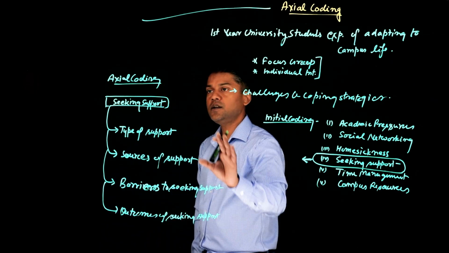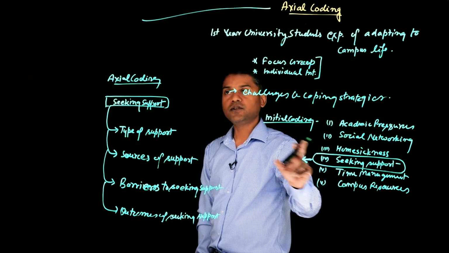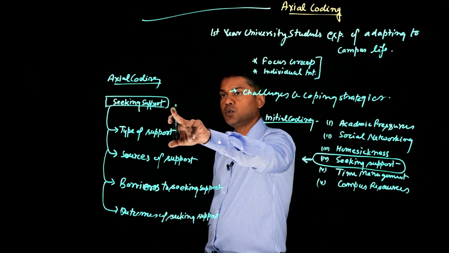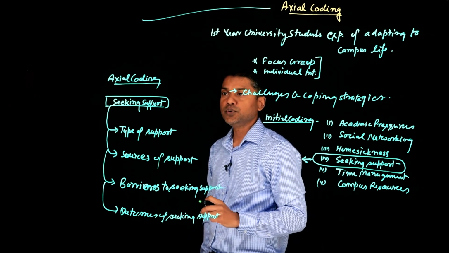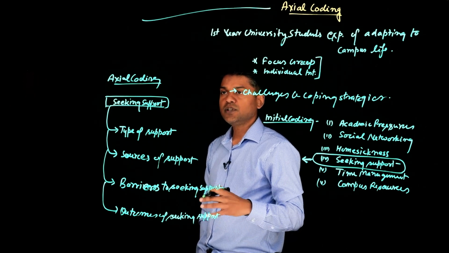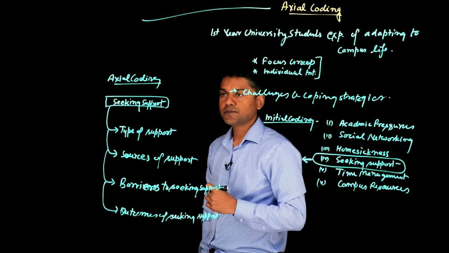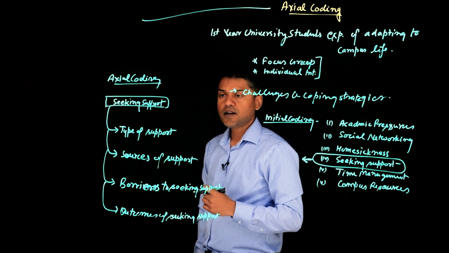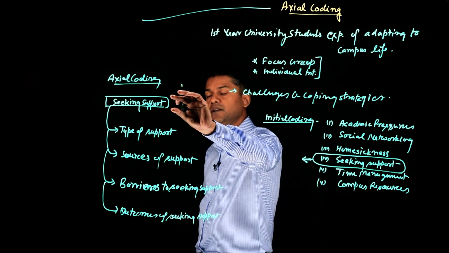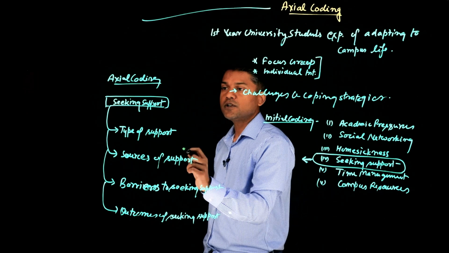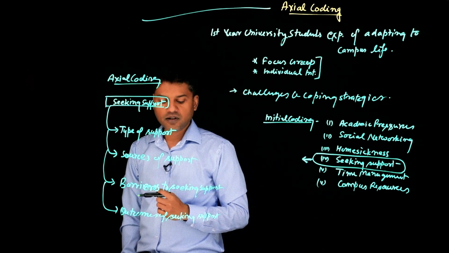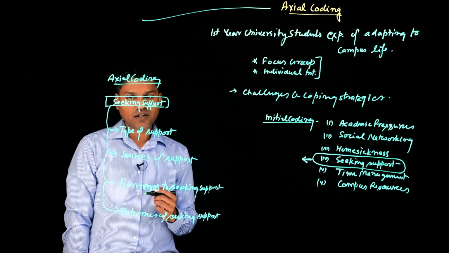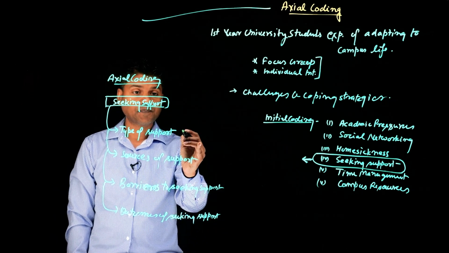So you see here, the main category is seeking support, which describes how first year students on university campuses seek support on campus in their first year. This is the main category. And then we go to the subcategory, which is type of support. What type of support these students might need.